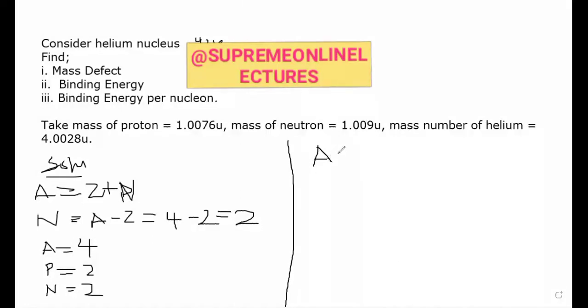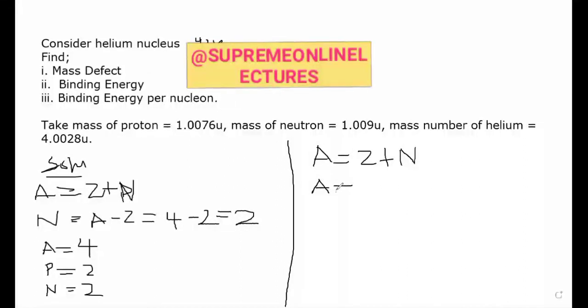A equals Z plus N. Z is the proton number, N is the neutron number. How many protons do we have? In this case, we have 2. So I'm going to put 2 here.